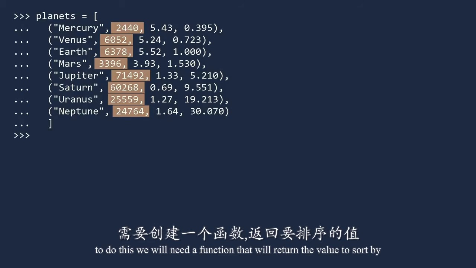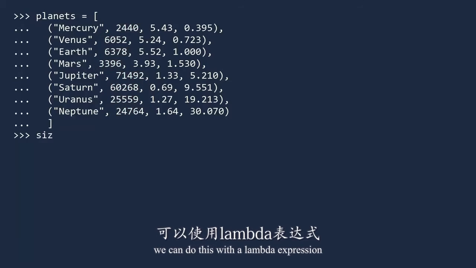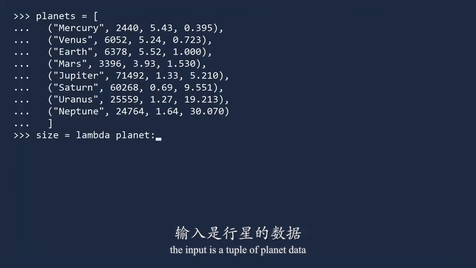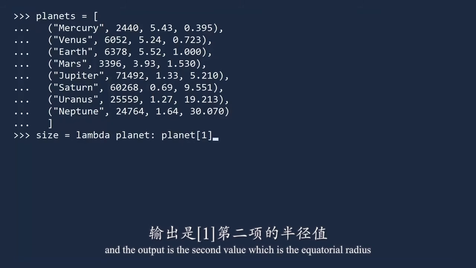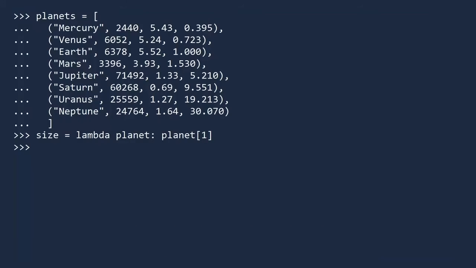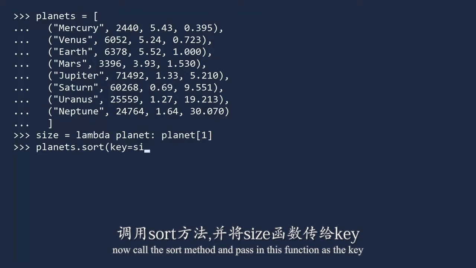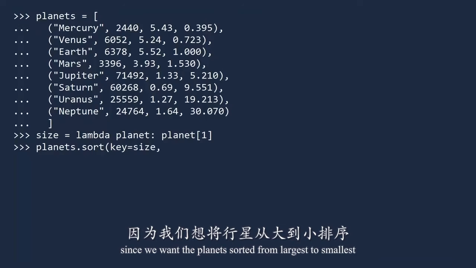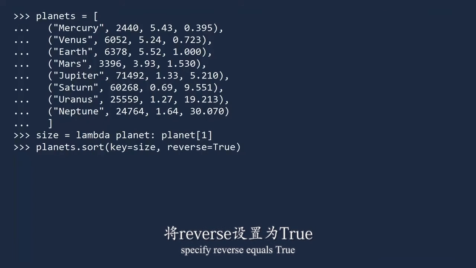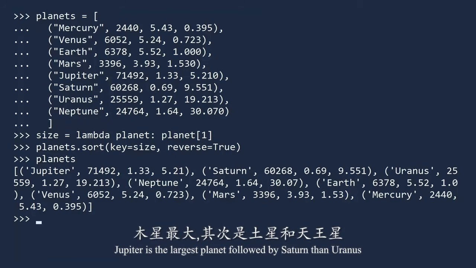To do this, we will need a function that will return the value to sort by. In this case, we want a function that returns the second value in the tuple, the radius. We can do this with a lambda expression. The input is a tuple of planet data, and the output is the second value, which is the equatorial radius. Do not forget that indices start with 0, not 1, so index 1 returns the second value. Now call the sort method, and pass in this function as the key. Since we want the planets sorted from largest to smallest, specify reverse equals true. If you now look at the list, you will see the planets from largest to smallest. Jupiter is the largest planet, followed by Saturn, then Uranus.